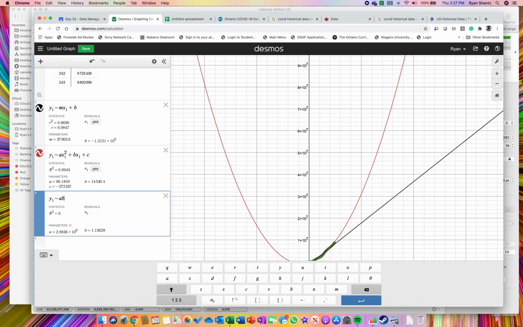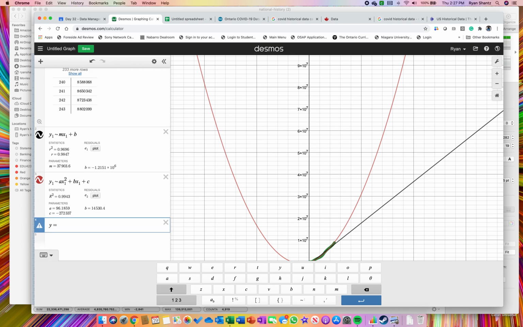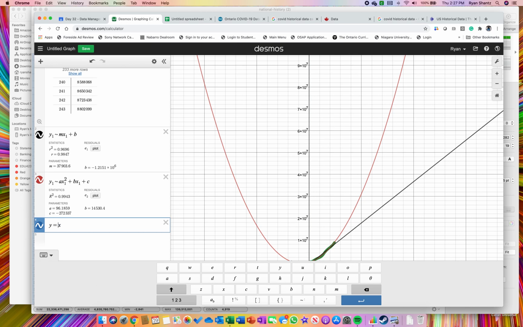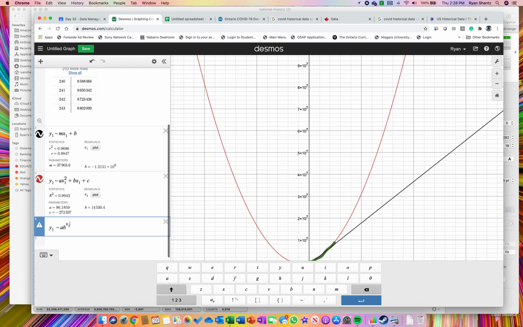And an exponential equation, we learned y equals 2 to the x. That's a graph that we learned, or we learned 3 to the x. Well, the standard form for an exponential equation is a times b raised to the x, caret x. Now remember, to do a regression in Desmos, you need to have the 1 beside the y and a 1 beside the x, and this tilde sign needs to work. Okay.